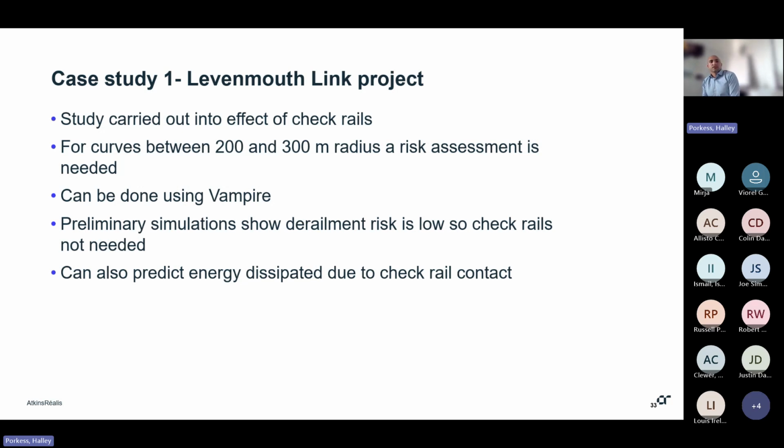One of the things that Owen did was to look into the effect of check rails. The group standards say if you have curve radii between 200 and 300 meters, you don't necessarily need check rails, but you need to be confident that you can get away without them. So you need to do a risk assessment. This is the sort of thing which Vampire is really good for. What he managed to show using Vampire was that the derailment risk was low, so the check rails weren't needed. Saved a lot of money.